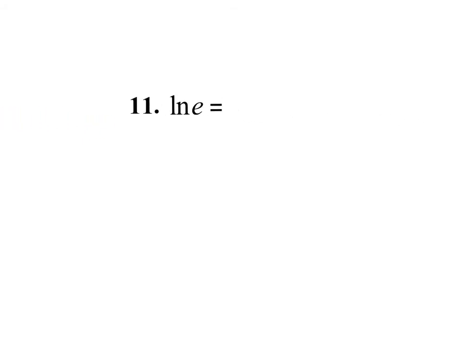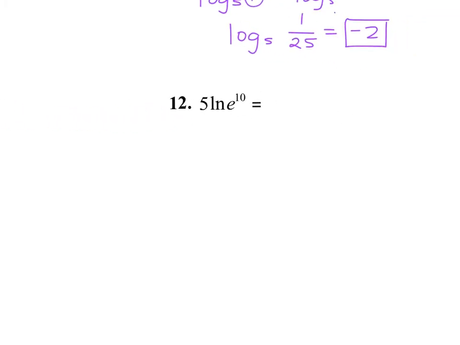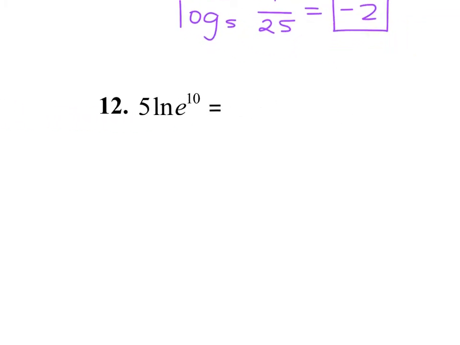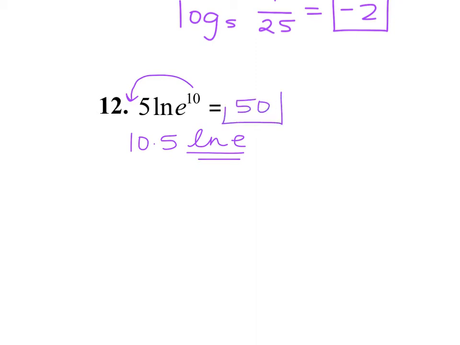Good job. Number 12. 5 times the natural log of e to the 10th. Put the 10 right out in front. So you're saying 10 times 5 times the natural log of e. There's our friend Lenny again. What is that? 50. 10 times 5 times 1 is 50. Right? This guy is just 1.